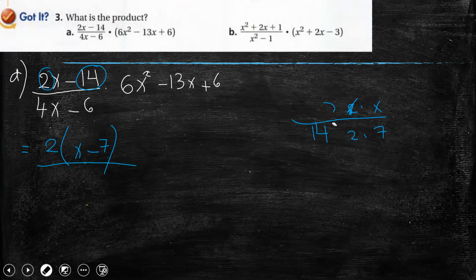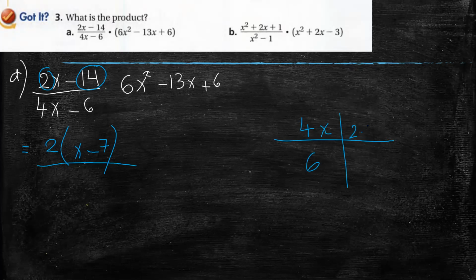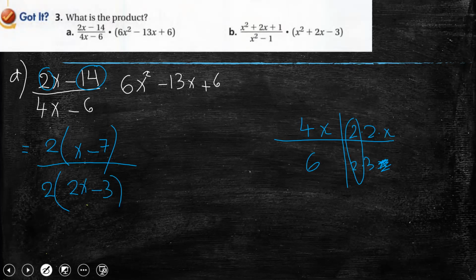4x and 6. Do we have a common factor here? Yes, teacher, it will be x minus 3. Let's say that we have 2 times 2 times x here, and here we have 2 times 3 without x. So we are going to have 2 times 2x minus 3. Bravo.